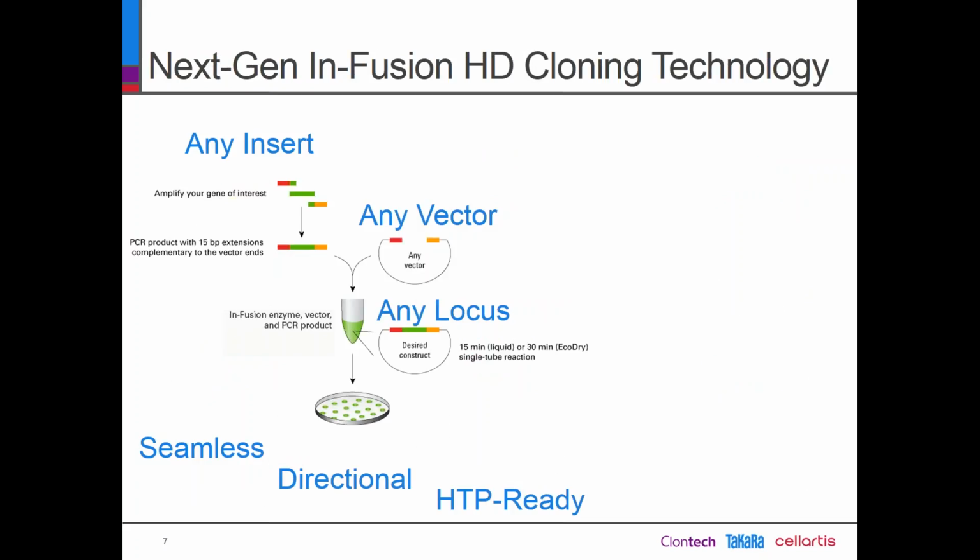So as I said, it works with any insert into any vector. So you can use, for example, synthesized G blocks or oligos or a PCR fragment, and you can go anywhere in the vector. So this really eliminates the whole sub-cloning step that people often do, where you first clone into one vector that contains maybe fluorescent protein, then you clone this fragment out and clone it into your expression vector. This is not necessary. With Infusion, you can do everything in one step. And as I said, it's seamless directional cloning.